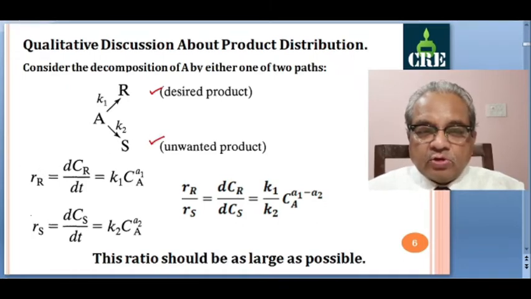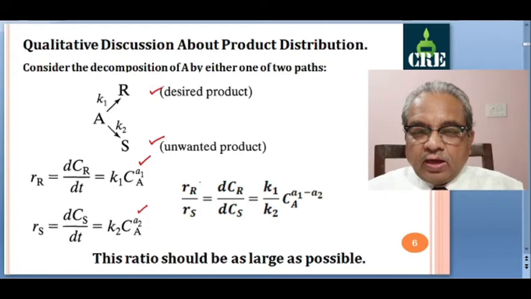If I write the rate of formation of R and the rate of formation of S, dCr/dt is equal to K1 into Ca raised to some constant a1, and dCs/dt is equal to K2 into Ca raised to some constant a2. If I take the ratio of these, dt will be eliminated. So we get Rr/Rs equal to dCr/dCs, that is equal to K1/K2, the ratio of these rate constants, into Ca raised to a1 minus a2. So the difference of the orders is an important term.